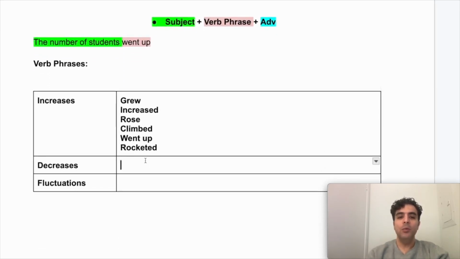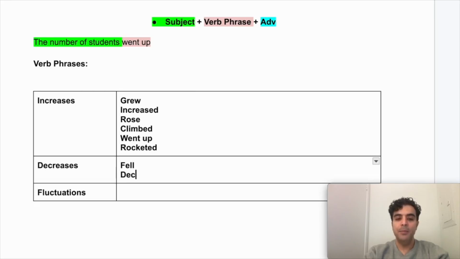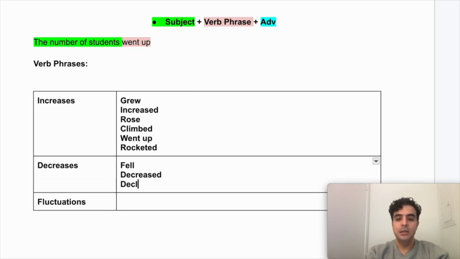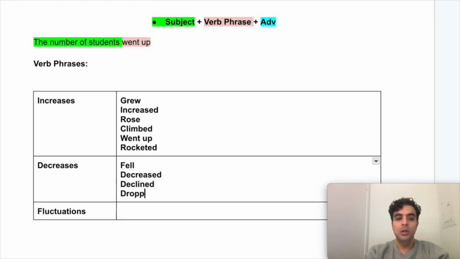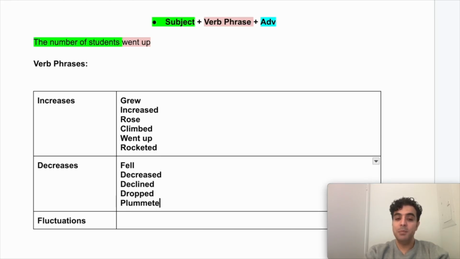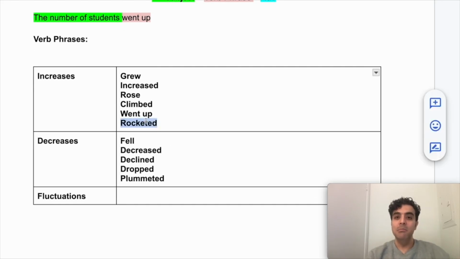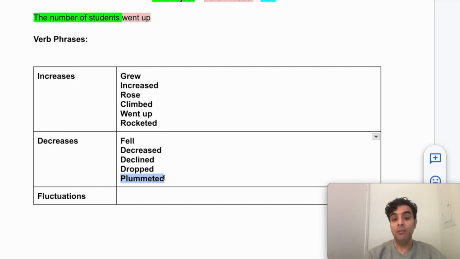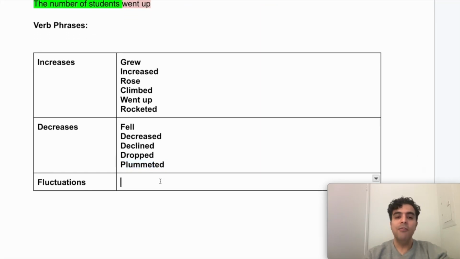Okay, but what if we're describing a decrease? Well, you could use verbs such as fell, decreased, declined, dropped, and if it's especially hard, you could refer to it as plummeted. So remember, rocketed means to increase very quickly and to a great amount, right? But then the opposite would be plummeted, which means to fall very suddenly and to fall to a very considerable degree.